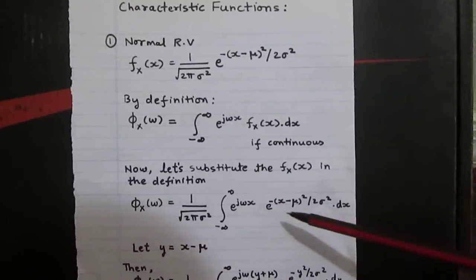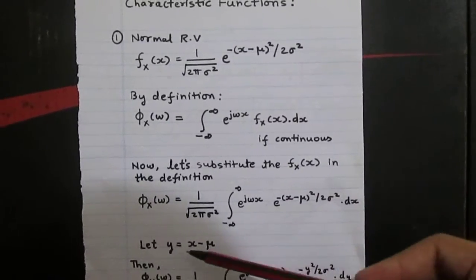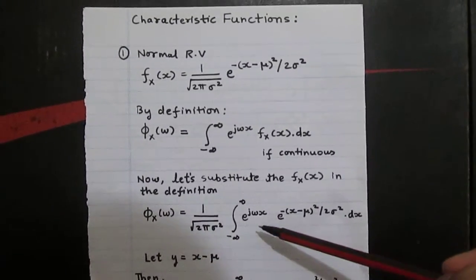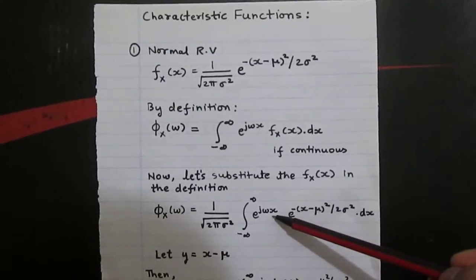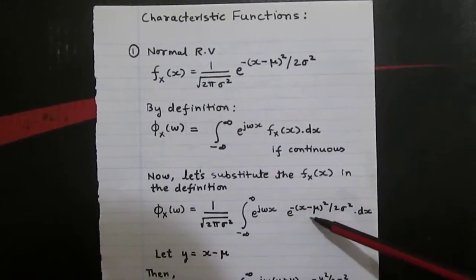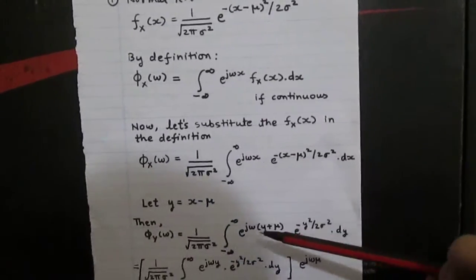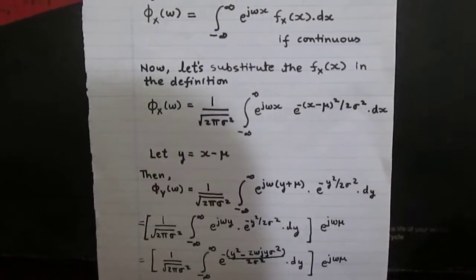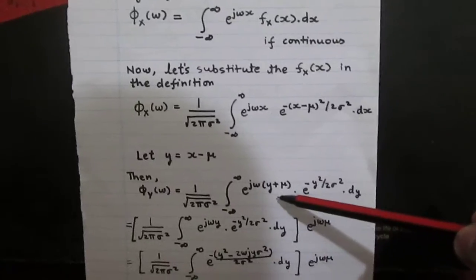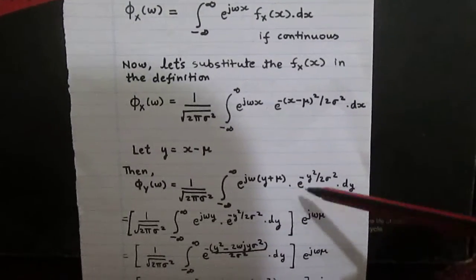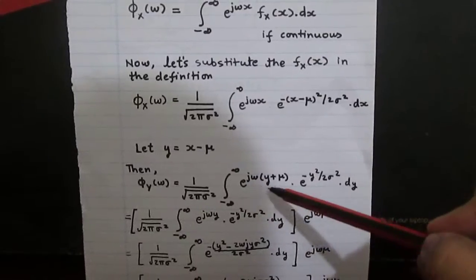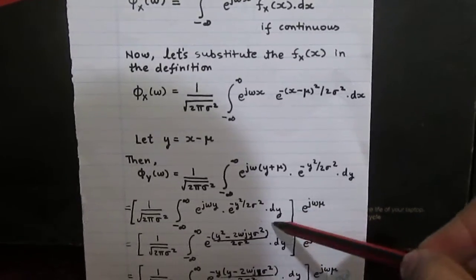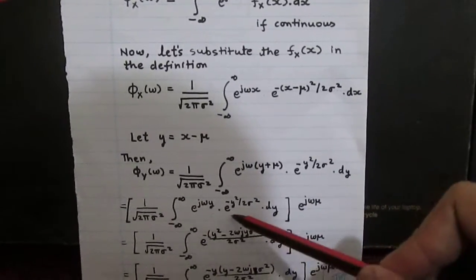Now this looks very complicated. To simplify it, let's substitute x minus mu as y. So what we can do in this equation is we can substitute x as y plus mu and x minus mu as y. So the result can be seen in this equation right here. Now this still looks complicated, so to simplify it further, we can take the e power j omega mu term outside. We can see the result right here, and then we can merge these two exponential terms together.